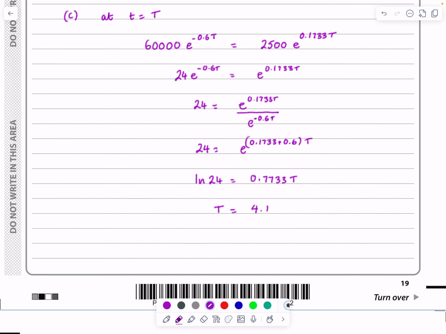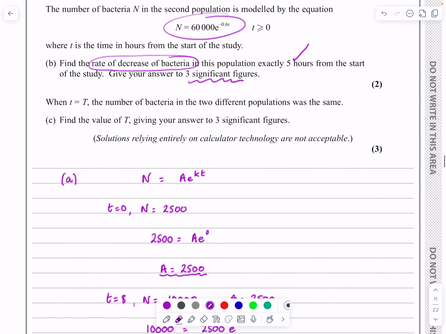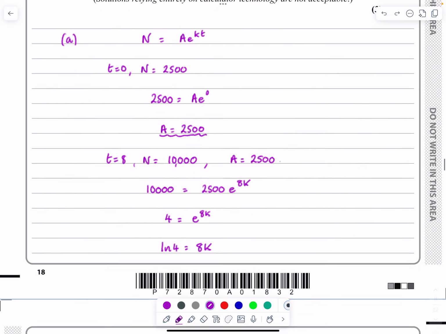apparently 4.1097, and then go back and just check. I think it said, let's have a look, to three significant figures there.